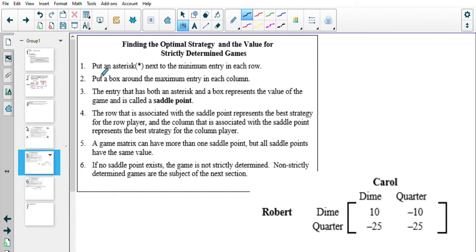Okay, so step 1, put an asterisk next to the minimum entry in each row. Okay, so let's look at the rows. Okay, so negative 10 is less than 10, so that's our asterisk. And then in this row, they're equal, so it could be either one.